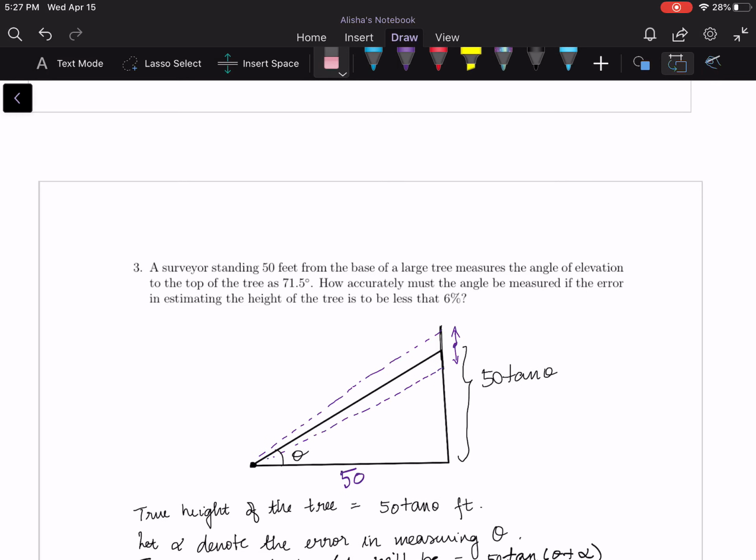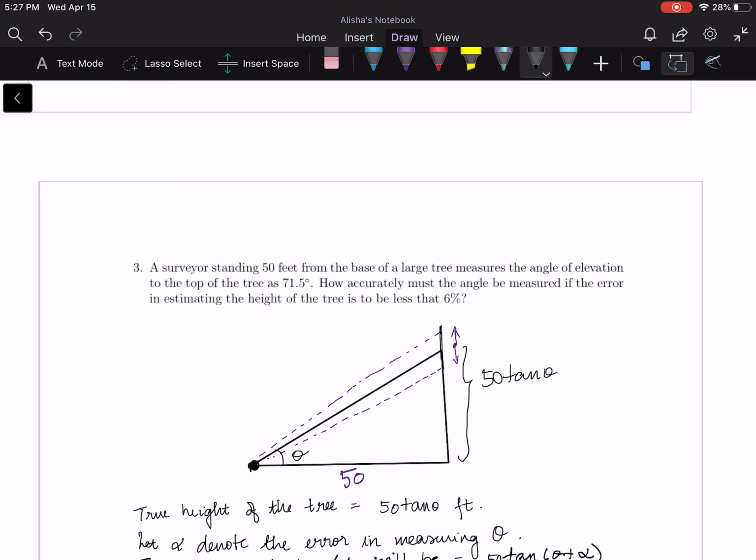A surveyor standing 50 feet from the base of a large tree measures the angle of elevation to the top of the tree at 71.5 degrees. How accurately must the angle be measured if the error in estimating the height of the tree is to be less than 6%? So I went ahead and tried to represent that schematically. I'm imagining the surveyor standing at this corner of the triangle and the tree being the opposite side of the triangle.